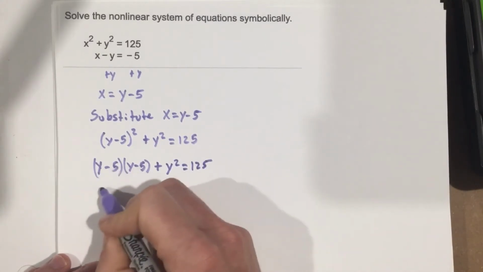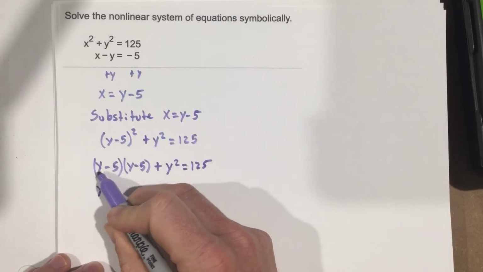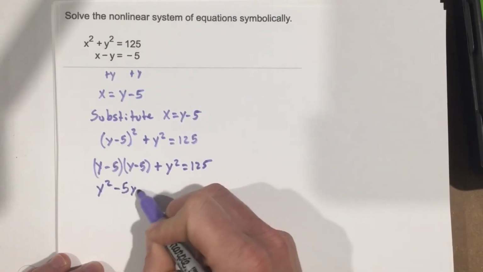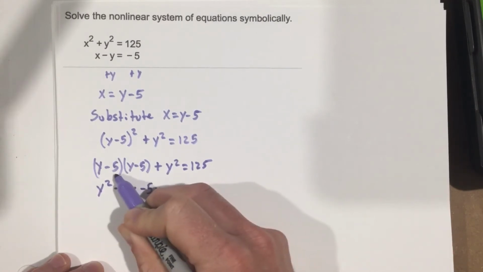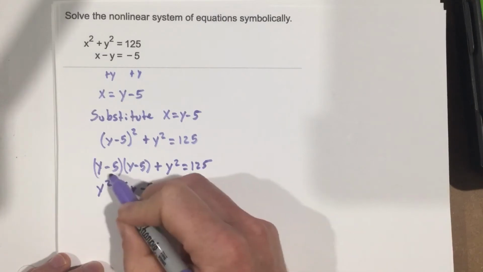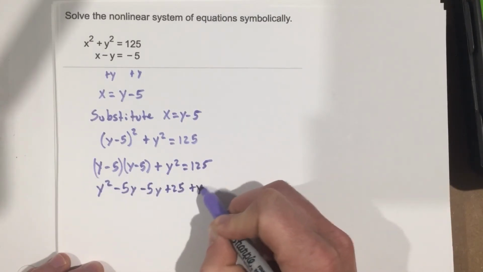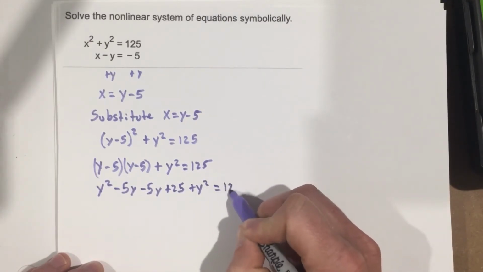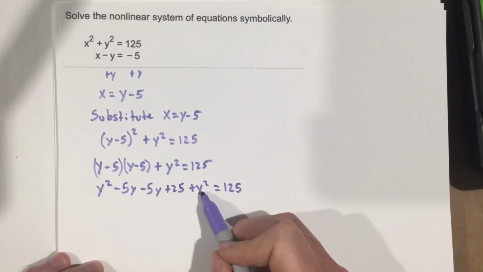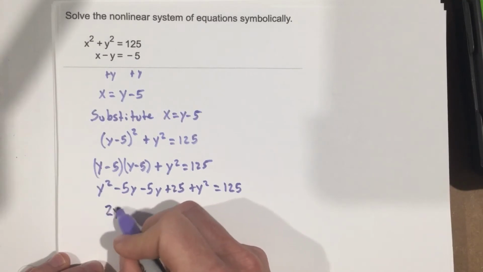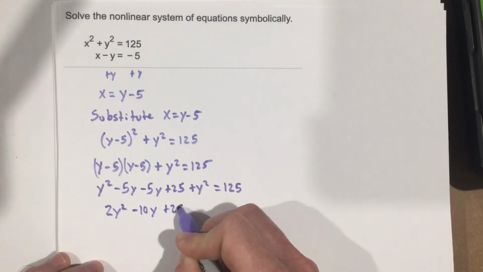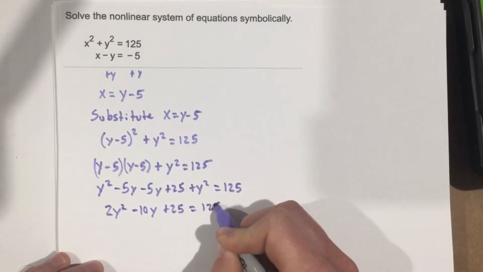So y times y is y squared. Y times -5 is -5y. -5 times y is -5y. -5 times -5 is 25. So that's just this part. So now I need to add the y squared in here, and that equals 125. Combine some like terms here. So y squared and y squared is 2y squared minus 10y plus 25 equals 125.